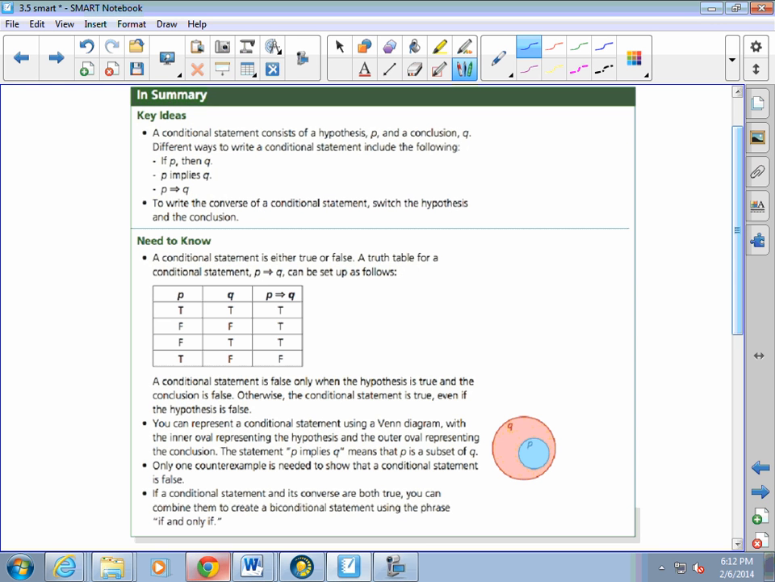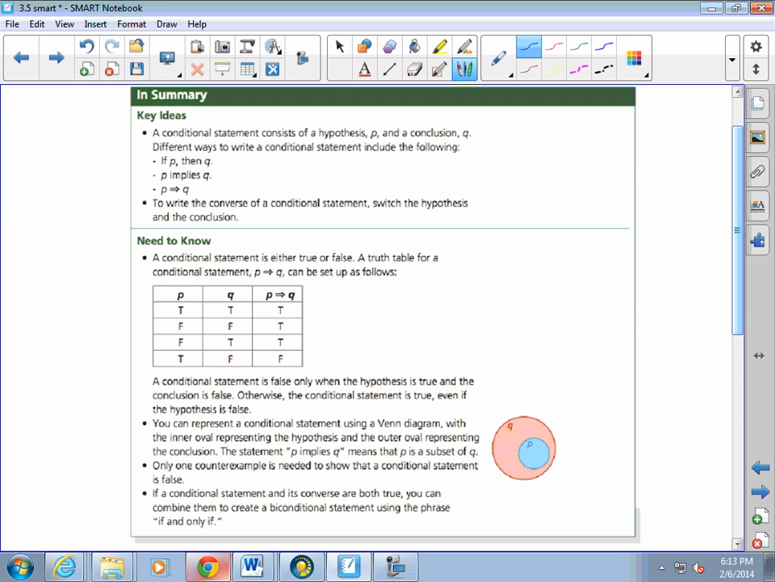Okay, so basically what it's showing you there is you can have a true or false hypothesis and still end up with a true conditional statement. But if your conclusion is false and your hypothesis is true, then you have a false conditional statement. So it says here, a conditional statement is false only when the hypothesis is true and the conclusion is false. Otherwise, the conditional statement is true even if the hypothesis is false.